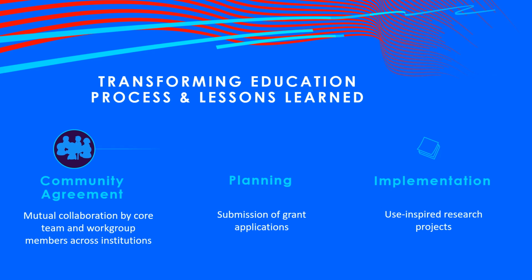A second element is planning. And here, planning especially for sustainability by submitting grant applications. And this requires a lot of collaboration and working together on how to formulate the grant applications. And then implementation, once you have the funding to implement the use-inspired research projects.